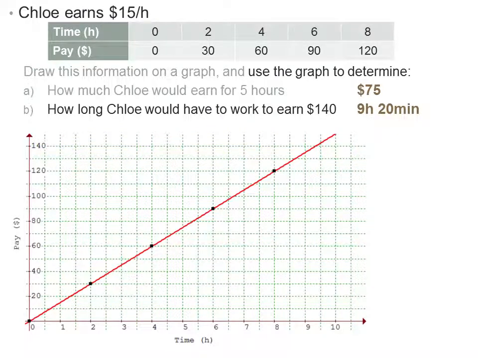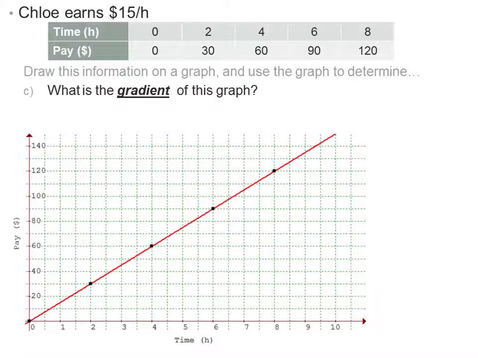Alright, now we've drawn this graph, let me ask you another question. What's its gradient? What's the gradient of this graph? Do you remember how to calculate the gradient? The gradient of a graph is the rise over the run. Gradient equals rise over run.